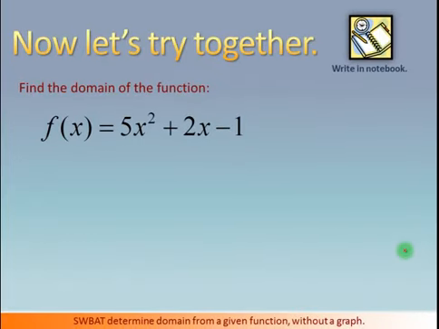Okay, so we're going to find the domain for this function. F of x equals 5x squared plus 2x minus 1. First, identify which of the three categories. Does it fall into the good, the bad, or the ugly? Since it's a polynomial, this is a good function. If it's a good function, then your domain is all real numbers.